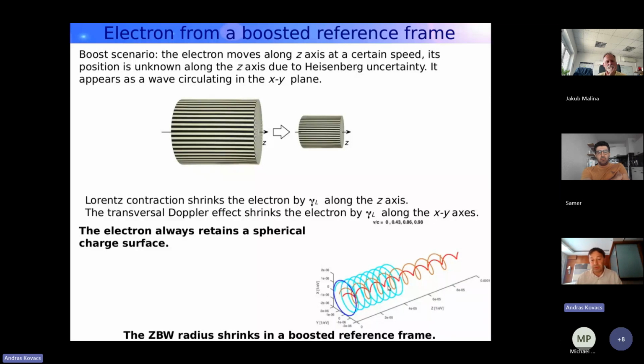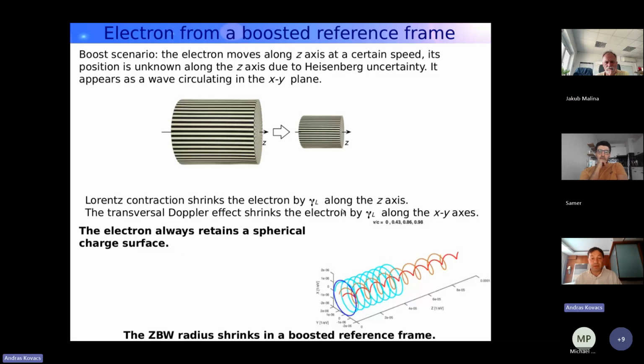And here you see an illustration of what happens in the rest frame versus the boosted frame. In the rest frame, you see the electron Zitterbewegung going on a circle. The charge doesn't have a speed along z. In a boosted frame, the electron moves in the z direction, and the spherical charge moves along this helix. But the faster your boost is, the more the electron shrinks into a smaller and smaller helix, and in the limit of the speed of light, this actually becomes a linear motion.